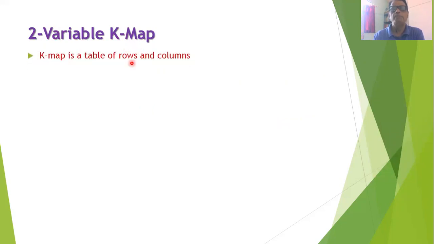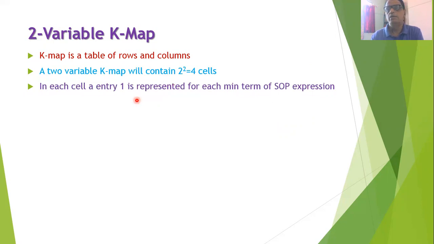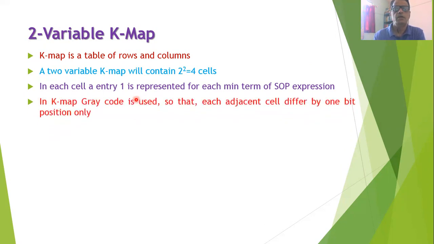A Karnaugh map is basically a table which consists of rows and columns. A 2-variable Karnaugh map will contain 2 raised to 2, which is equal to 4 cells. And in each cell, we will make an entry of 1 for each min term of the SOP expression. You will find that in the Karnaugh map, the gray code is used so that each adjacent cell will differ by 1 bit position only.